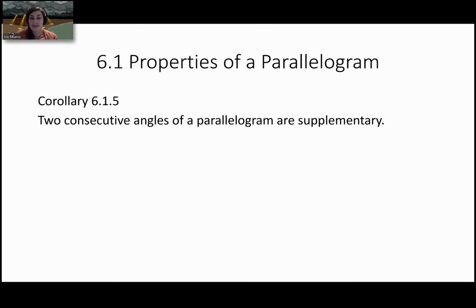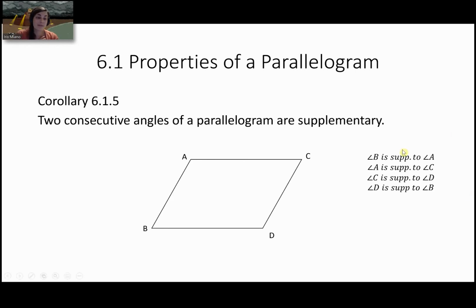Two consecutive angles of a parallelogram are supplementary. All right, again, generic parallelogram. Here are all the supplementary statements that we can make. And of course, supplementary statements, or the relation of being supplementary, is symmetric.